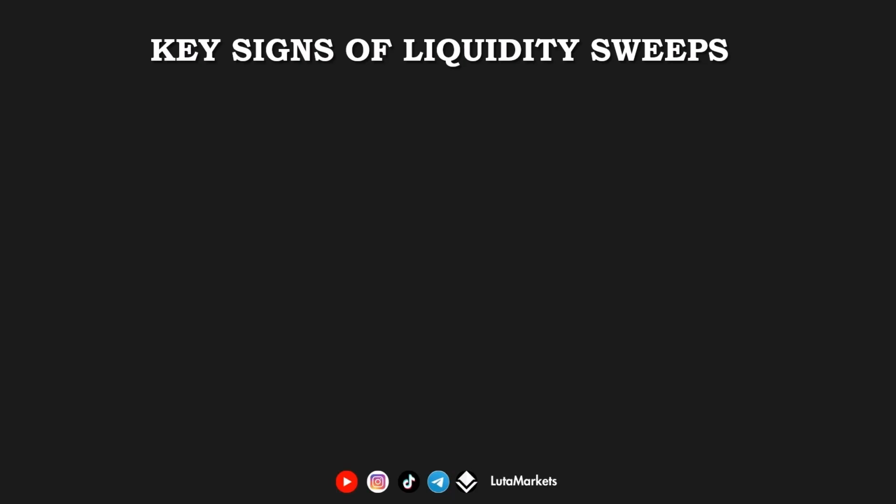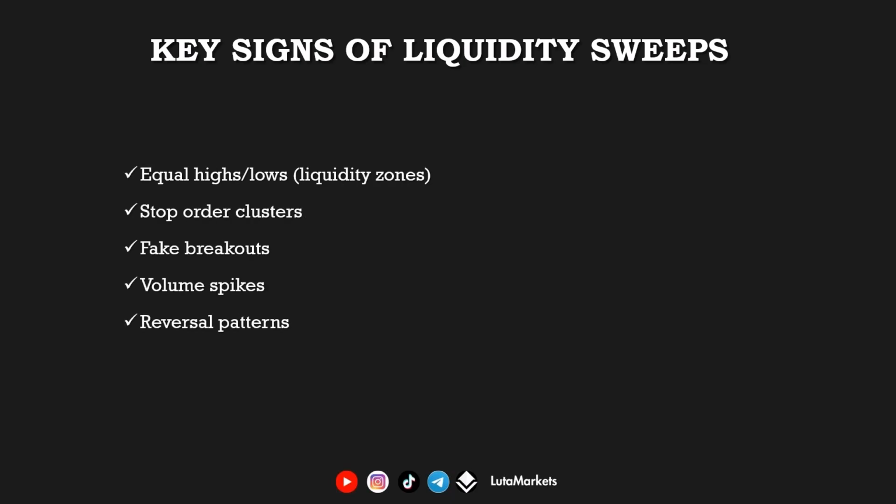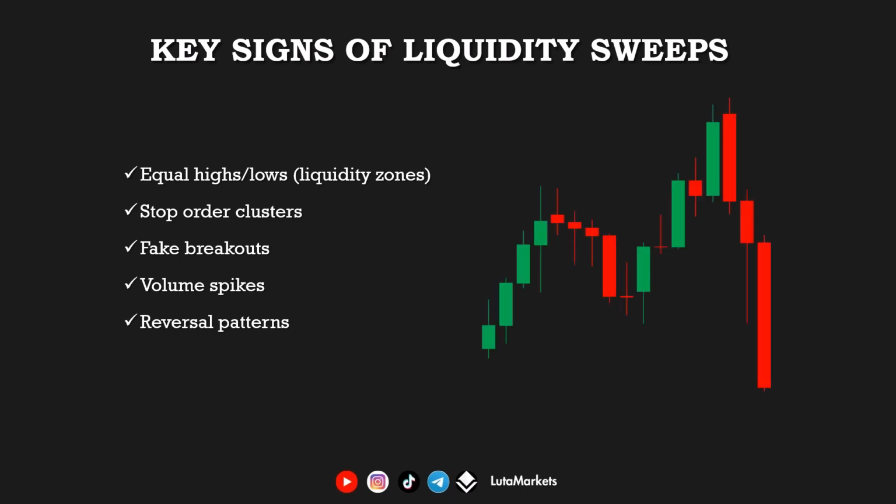So how do you spot liquidity sweeps before they happen? Keep an eye on these key signs. Equal highs and lows. These are prime liquidity zones, meaning they often contain clusters of stop orders. Markets are drawn to these areas like magnets, making them perfect targets for liquidity grabs. Stop order clusters. The market moves toward areas packed with stops before making a sharp reversal. These are often found at key psychological price levels where traders commonly place orders.